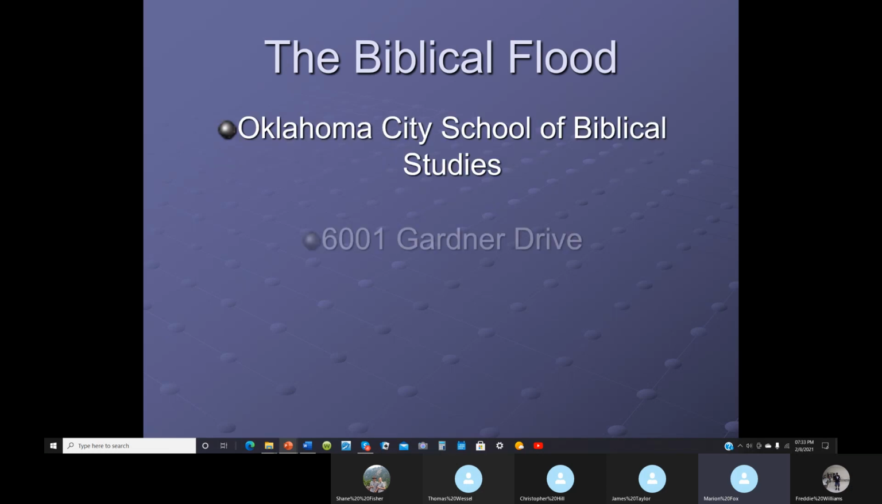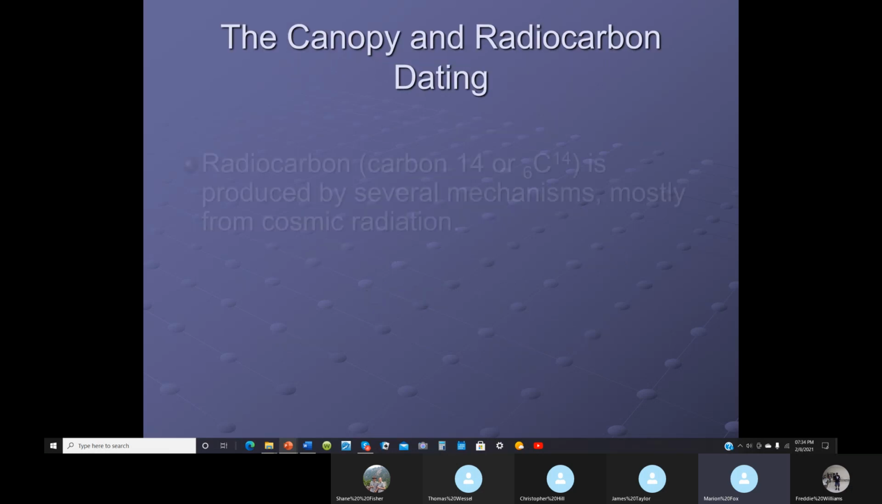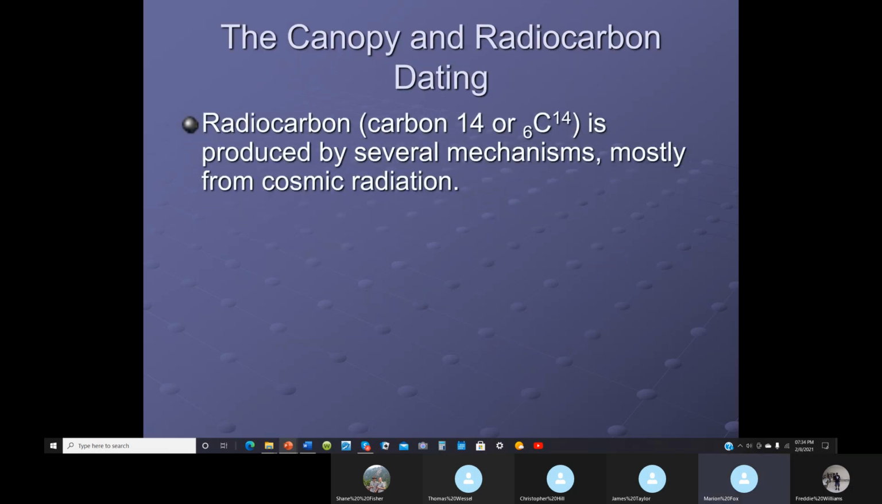All right. Now, that was from last week's lesson. This is lesson 18 now. And we were studying the biblical flood from out of my flood book, the second edition of the flood book, which is not yet in print. We're going to look at the canopy and radiocarbon dating.